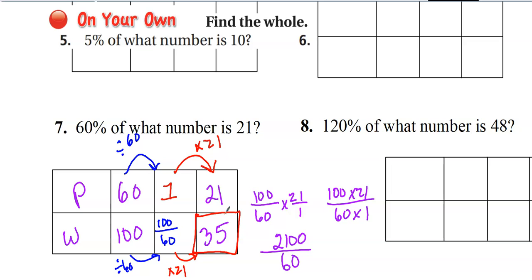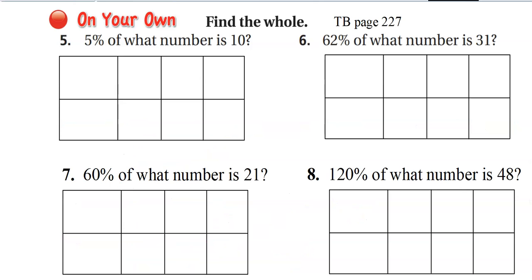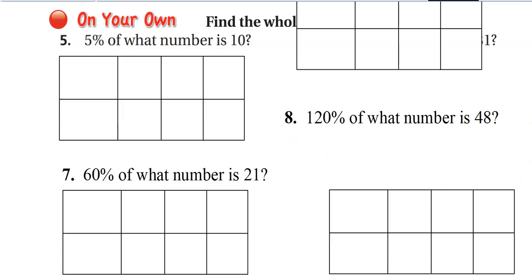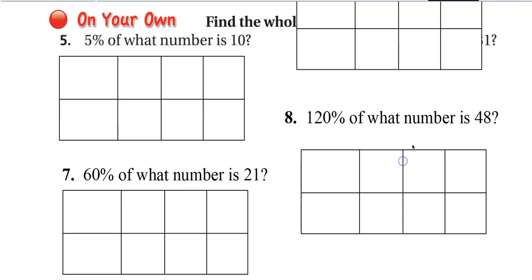Okay, last one. Now this is one of those where the percent is larger than 100. So when I get my answer for what my whole is, I know that it's supposed to be smaller than what I started with. So I'm going to label this part whole 120 over 100. The part is 48 and the whole is what's missing right there.